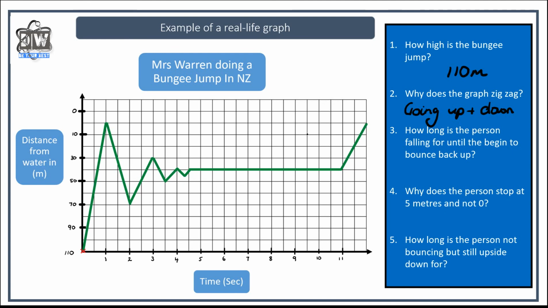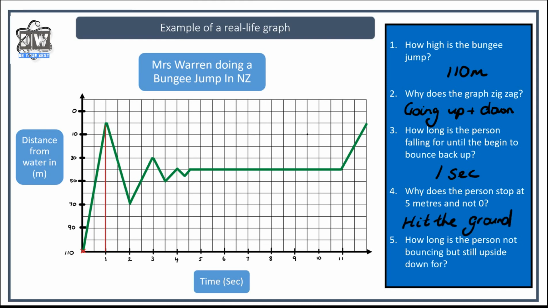How long is the person, Mrs. Warren, falling for until they begin to bounce back up? So we can see here that we're falling for a full second, before we bounce back up. Why does the person stop at 5 meters and not at 0? Hopefully you'd realize you don't want to stop at 0. Although in saying that, when Mr. Warren did his one straight after Mrs. Warren, he actually touched the water. So I did stop at 0. You don't want to hit the ground or the water.